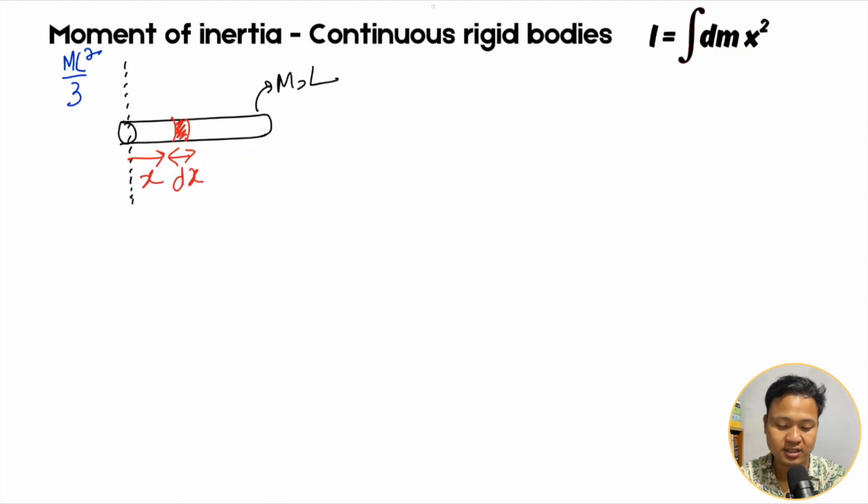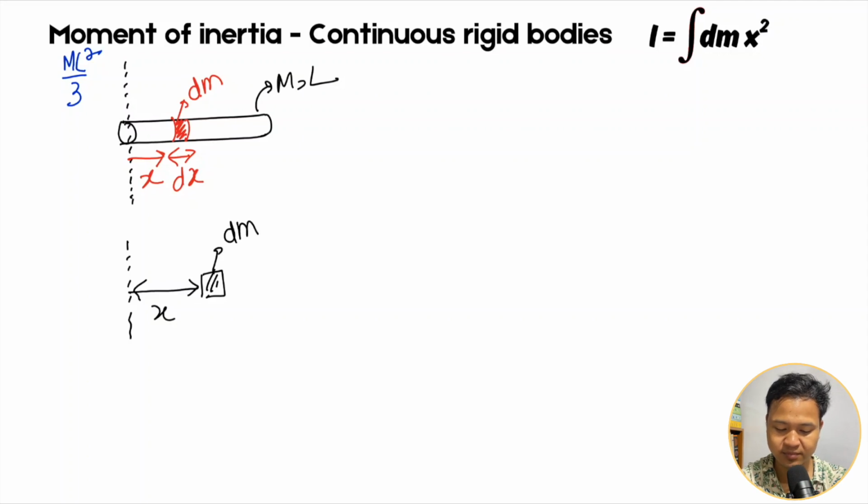Okay, so the segment has length dx at distance x from the axis of rotation. The mass of this small segment is dm. So here the mass is dm. Okay, now what is the moment of inertia?